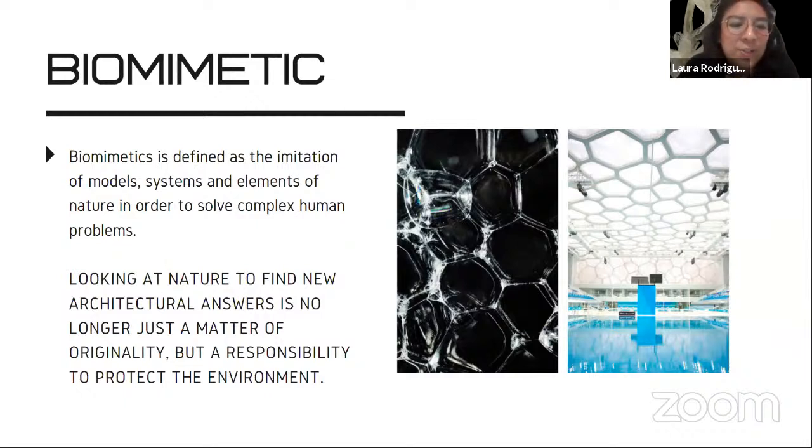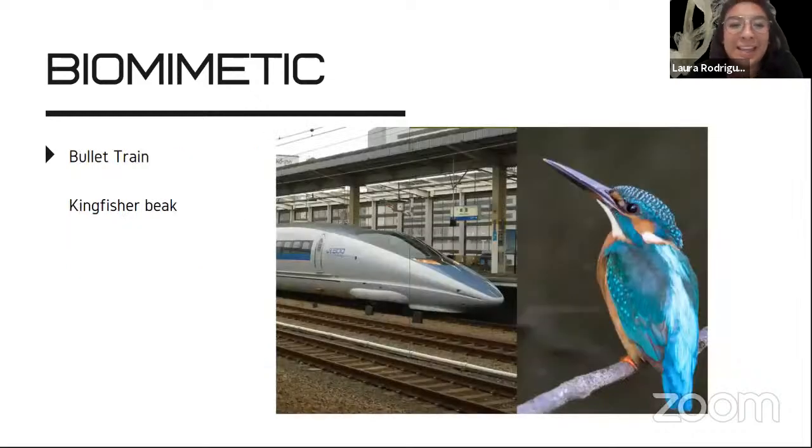So looking at nature to find new architectural answers is no longer just a matter of originality, but it's also about the responsibility to protect the environment. So a lot of you are working with architecture, right? So I think you also have found that nowadays it's not only about the aesthetics, but also the impact of the design and architecture on the community, on the environment, on the whole ecosystem.